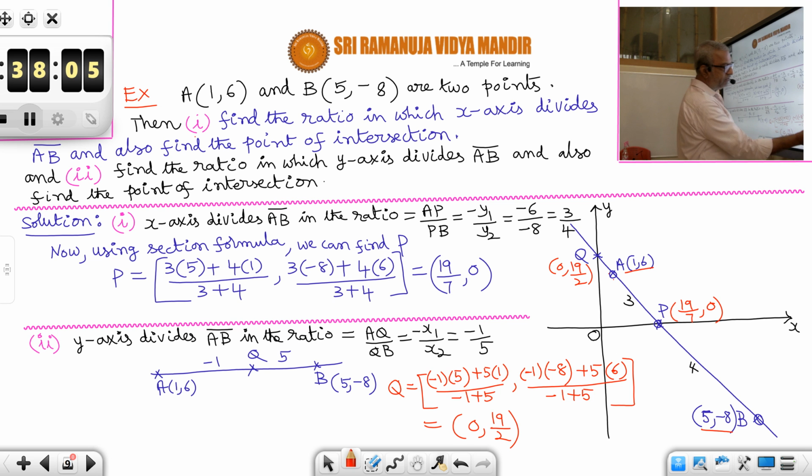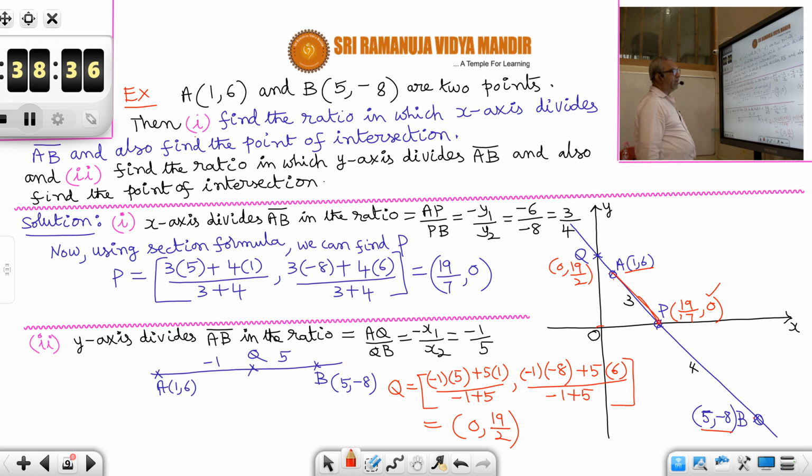See, if you join A, B, the x-axis clearly in the diagram is dividing at P, is it not? Dividing at P. So P's y coordinate of course will be 0 because it is a point on the x-axis. We want to find its x coordinate also. Before finding the x coordinate, we should find the ratio in which P divides AB. AP is to PB, we have to find out. And also find the point of intersection.